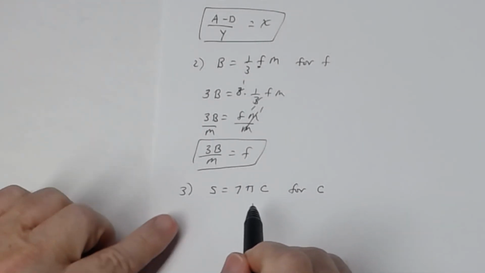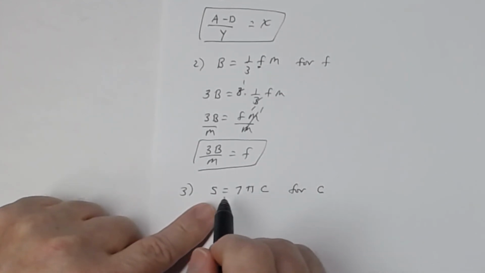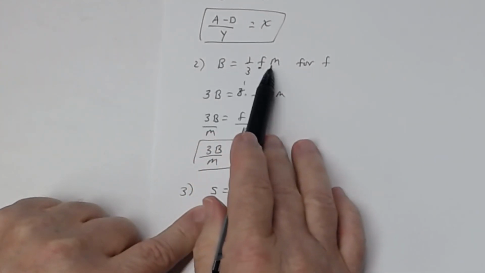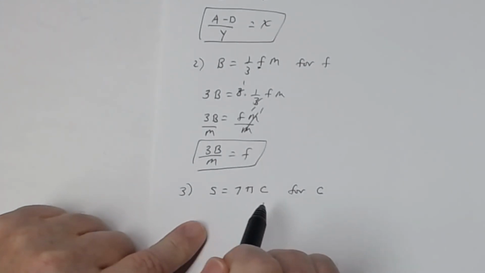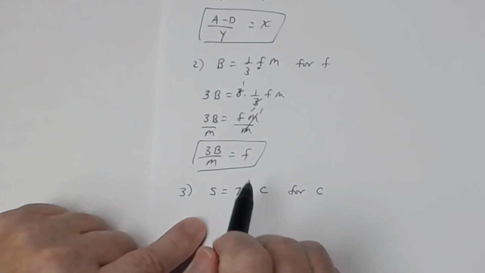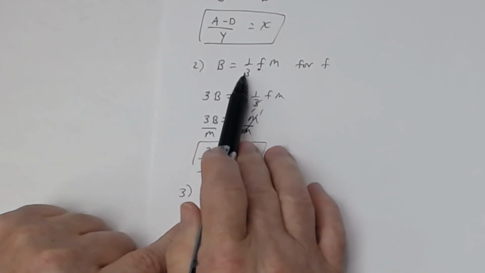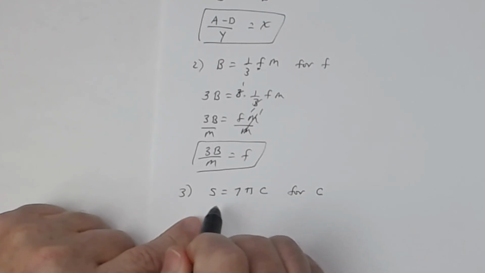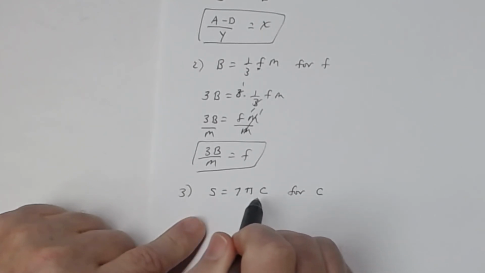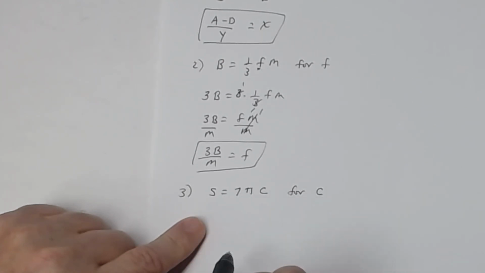Now, notice that number 3 kind of looks like number 2, right? You have one term, one term. This one is kind of easier if you think about it, and it's easier because in number 2 you had a fraction. In number 3 you don't. Everything is divided by 1. S divided by 1, 7 pi C divided by 1.